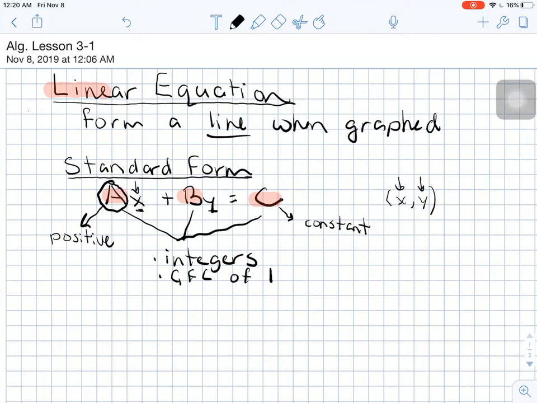One of them could be 0. If A is 0, you would still have the y part of the equation, or if B is 0, you would still have the x part of the equation, and that's okay. That's something that we're going to talk more about as we talk about linear functions, but you need to have something on both sides. So A and B cannot both be 0 at the same time, otherwise you're wiping out that whole left side of your equation.